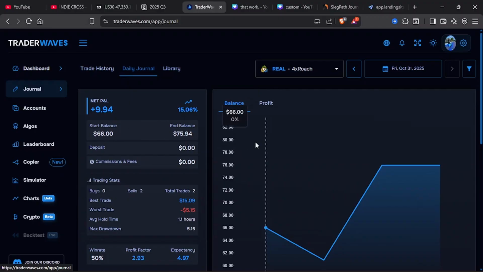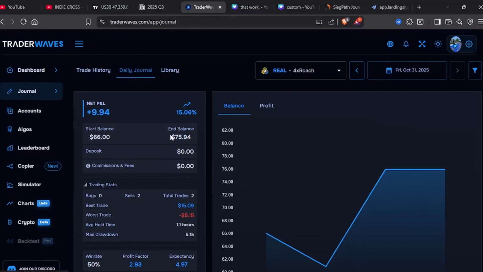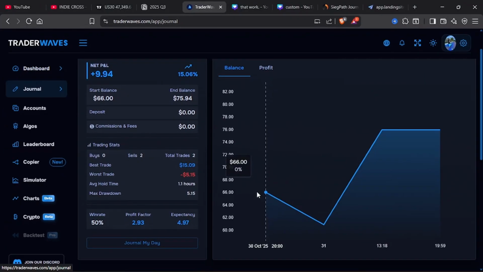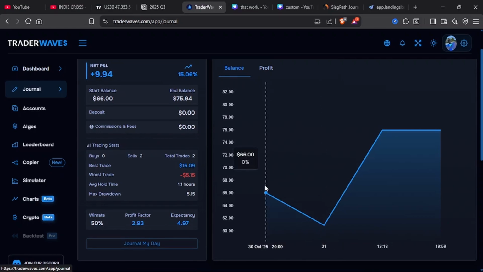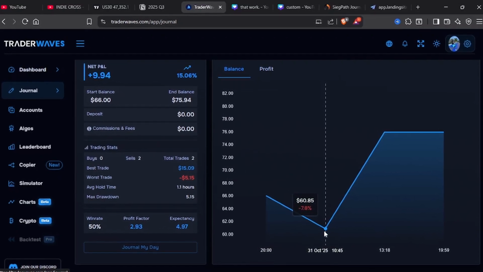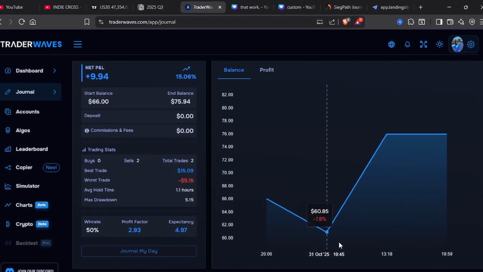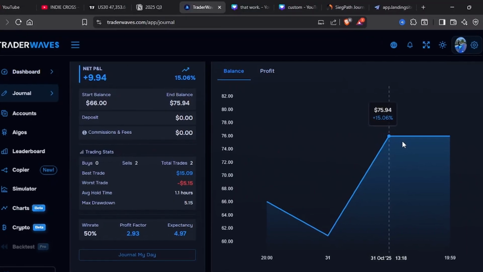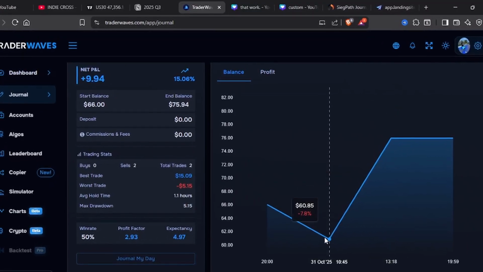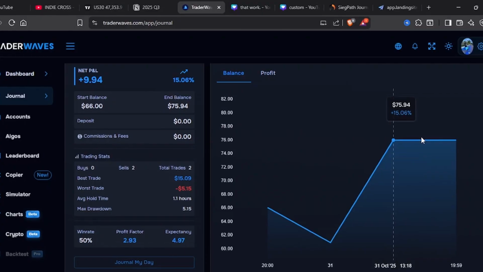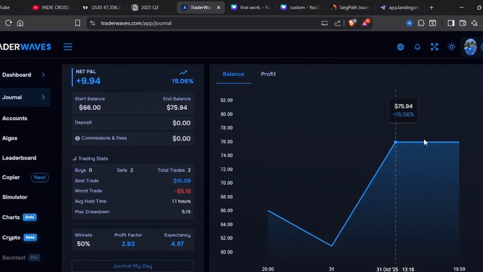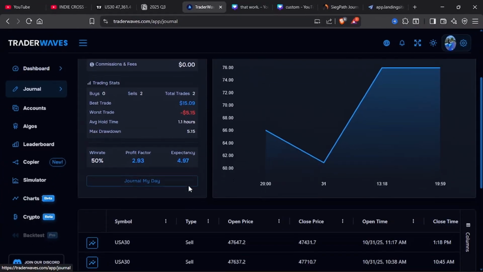Starting balance at 66. End balance at $75. So we had no deposits today. And here we can see the trades that I took. Two sells. One was a loss, bringing us down from 66 to $60.85, which was a 7.8% loss. And then we had a 15% gain from the 7.8% loss. So if we were flat, that would be something like 22%. But hey, we cool for the day.